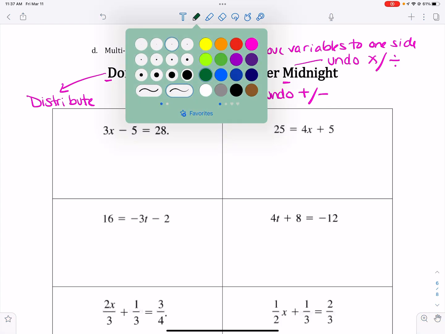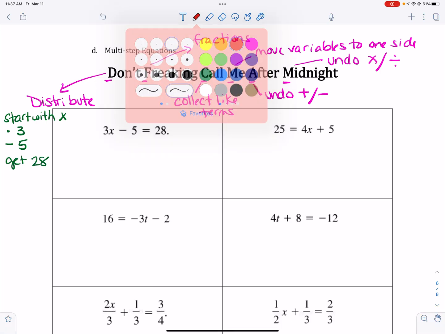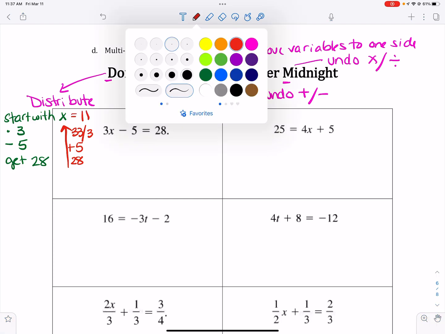So again, if we're writing this in words, we're going to do the reverse. So I'm going to write it out in words and just say, okay, we're going to start with x. We're going to times it by 3. We're going to subtract 5, and we're going to get 28. So to reverse that process, we're going to do the opposite. We're going to start with 28. We're going to add 5, which is 33. We're going to divide by 3, which gives me 11. Okay?